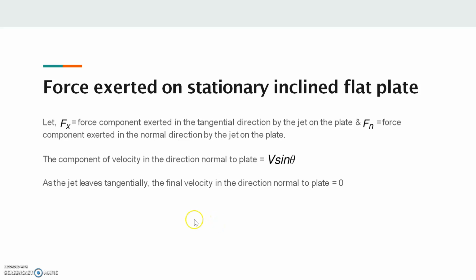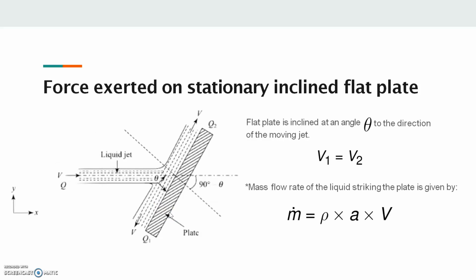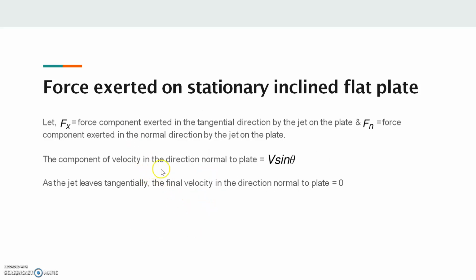Let Fx be the force component exerted in the tangential direction by the jet on the plate, and Fn be the force component exerted in the normal direction by the jet on the plate. So this is your x direction and this is the normal direction. The component of velocity in the direction normal to the plate will be v sine theta, and as the jet leaves tangentially, the final velocity in the direction normal to the plate will become 0.